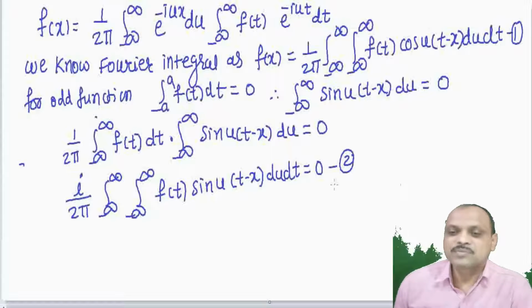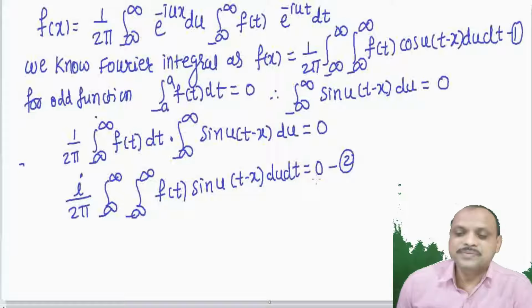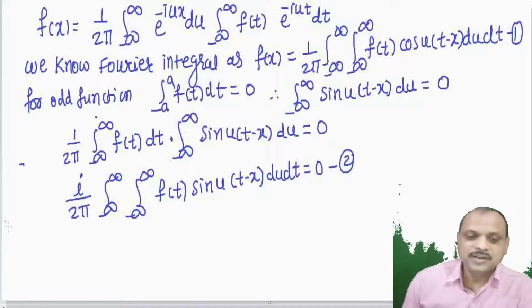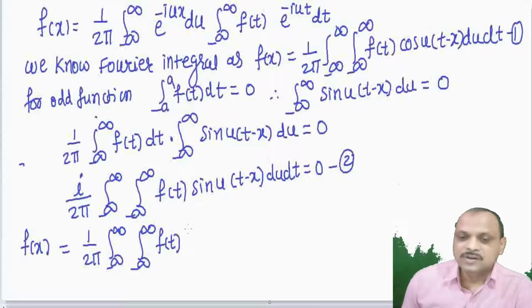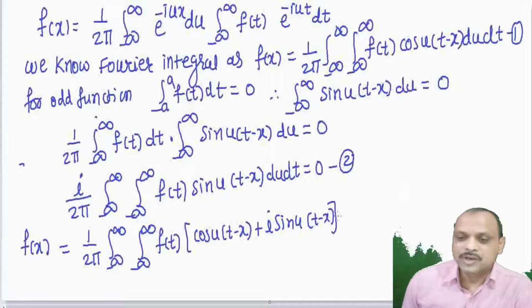Now let us add equation number 1 and 2. If we add equations 1 and 2, we get 0 plus f of x. What do we get here? f of x plus, now we can take common 1 divided by 2 pi, integration minus infinity to plus infinity, minus infinity to plus infinity. These are the common terms. f of t into cos of u into t minus x plus i into sine of u into t minus x into du into dt. We get this as a third expression.